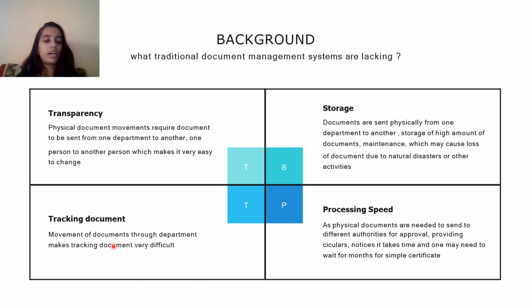Whenever I'm sending a document from myself to another person, I need to get the status of that document: where the document is right now and what its current status is, like whether it's approved, rejected, or whether I have some mistakes, or need some extra documents attached. These things cannot be done by the current document management system. It's very tough, or impossible, to track the document right now.